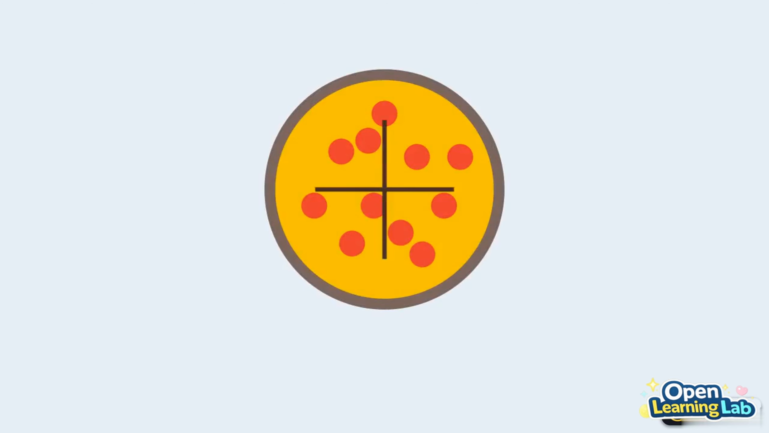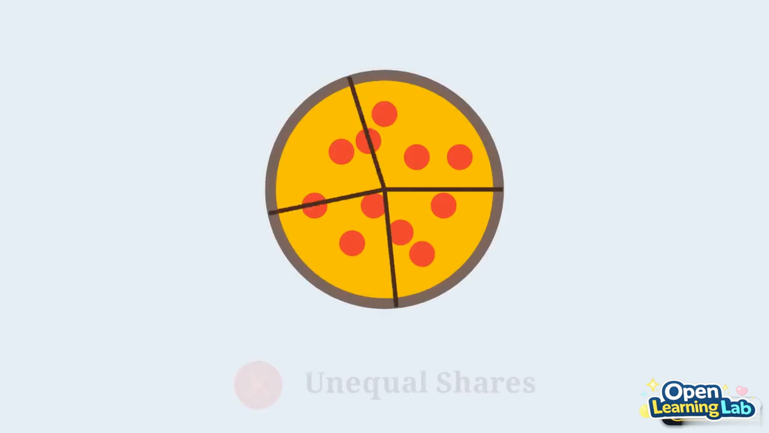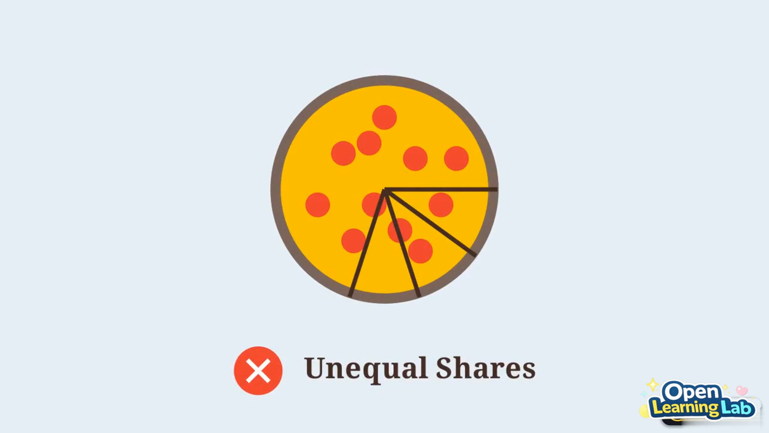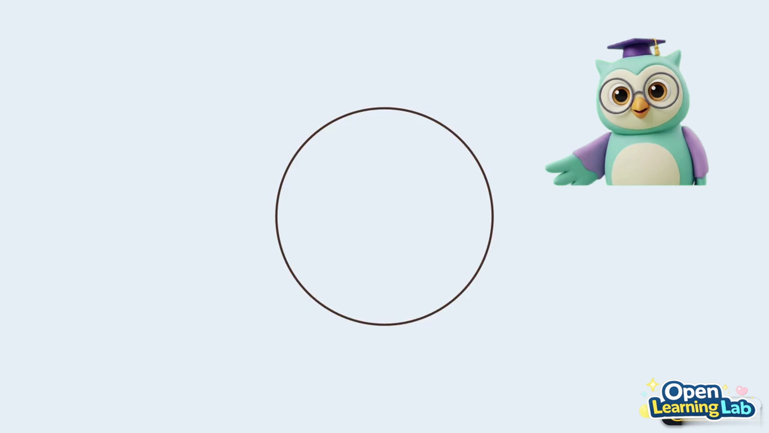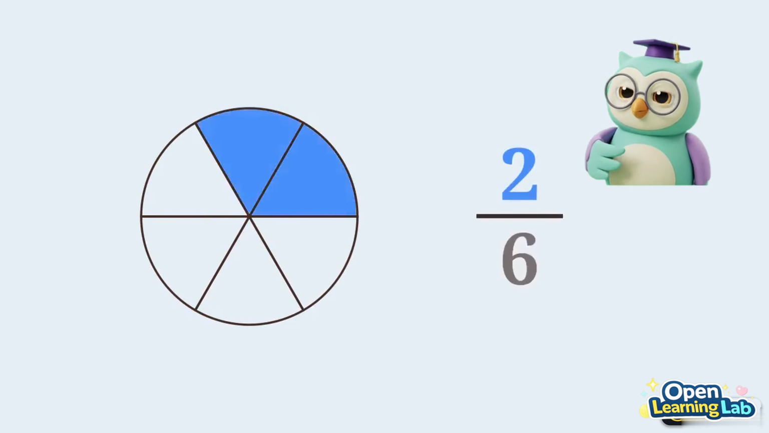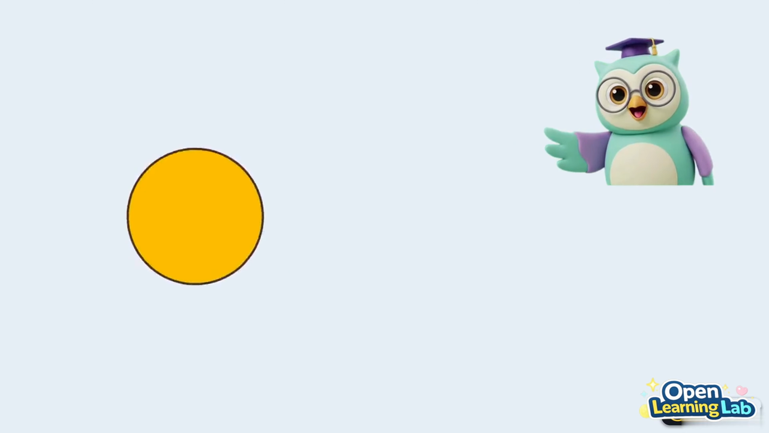But for the math to work, every piece must be the same size. If the slices are uneven, you don't have true fractions. A fraction simply tells us how a whole object was divided up and how much of it we are dealing with. Let's look at this pizza.